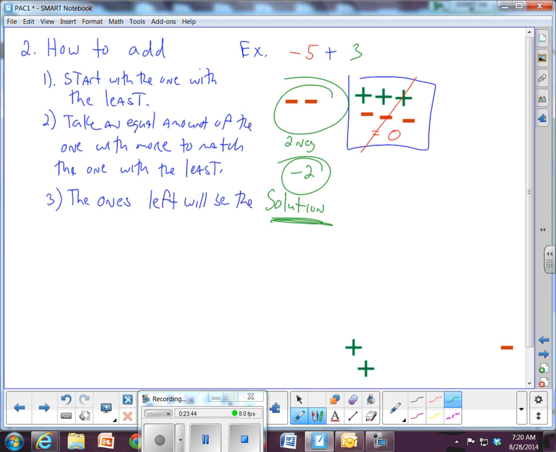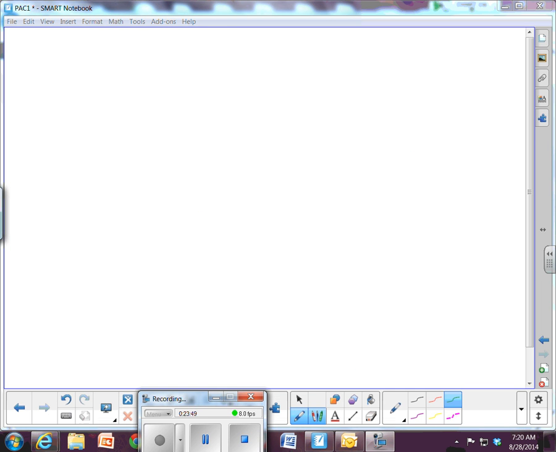Okay, how to add. All right, so number 3, examples. So how is it actually going to look mechanically? Because you're not going to draw plus signs and minus signs. So how is it going to look mechanically? All right, so here we go.